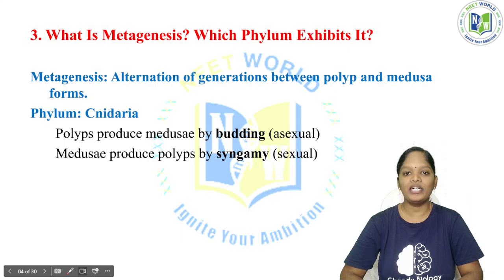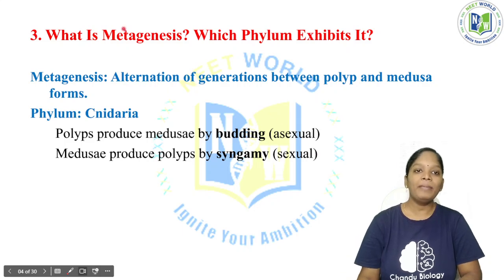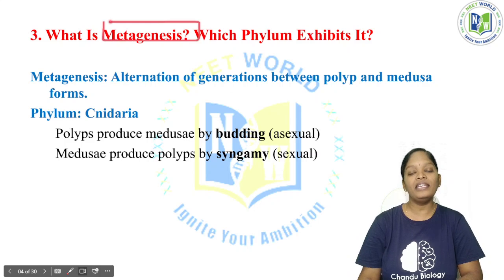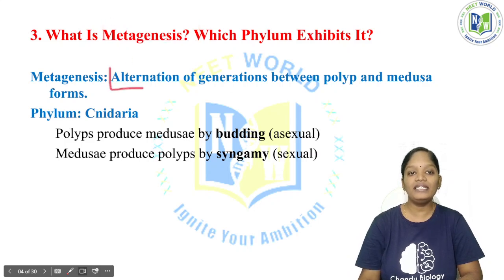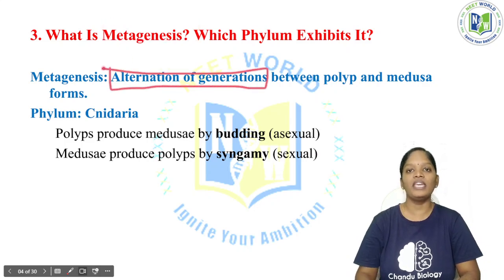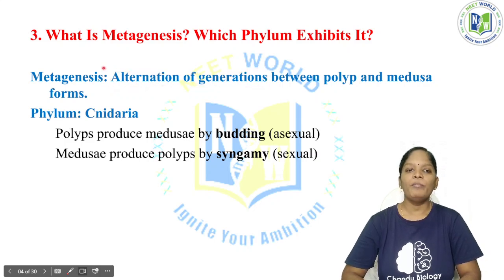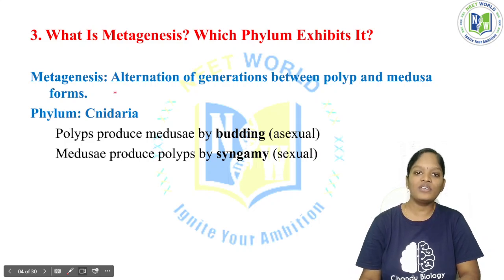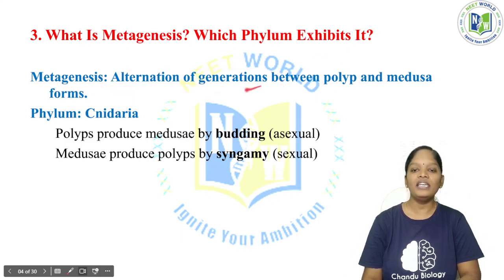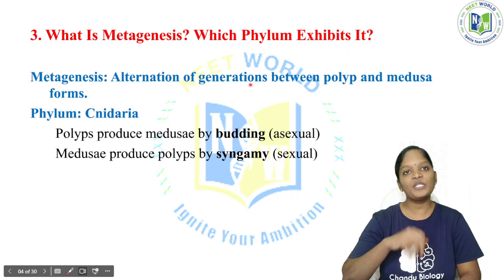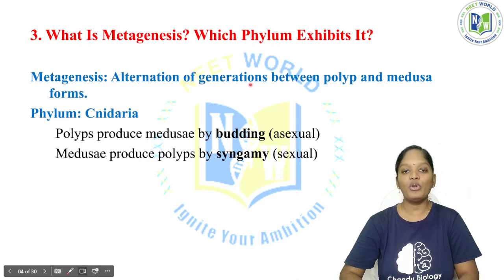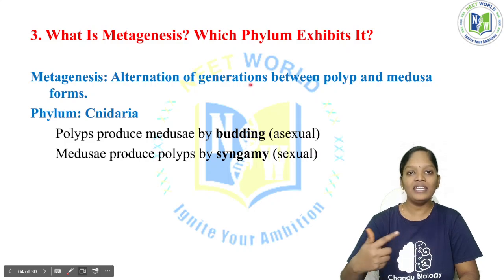Which phylum exhibits it? See here, another name for metagenesis is alternation of generation. Basically, this alternation of generation is seen very clearly in plants. In plants, the sporophytic stage and the gametophytic stage alternate in their generation.